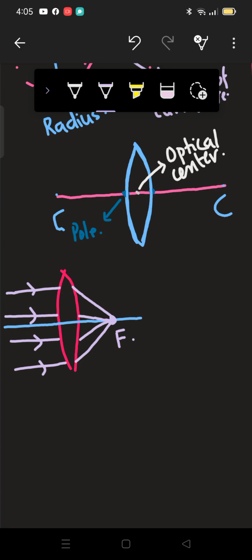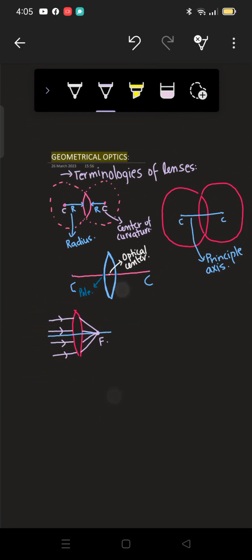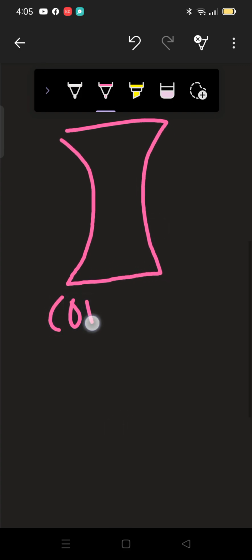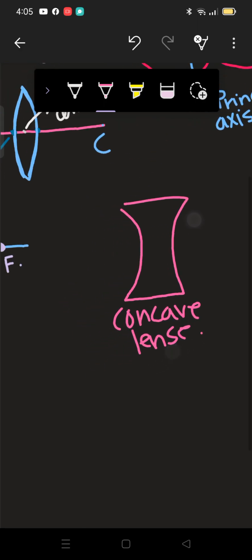So it is a point on the principal axis at which parallel rays of light converge, and it is called the focal point or principal focus. Here we have discussed the convex lens, but now I am going to apply all these terminologies to the concave lens. As we know, a concave lens is thin in the middle and thick at the edges. So here I have a convex lens and a concave lens.